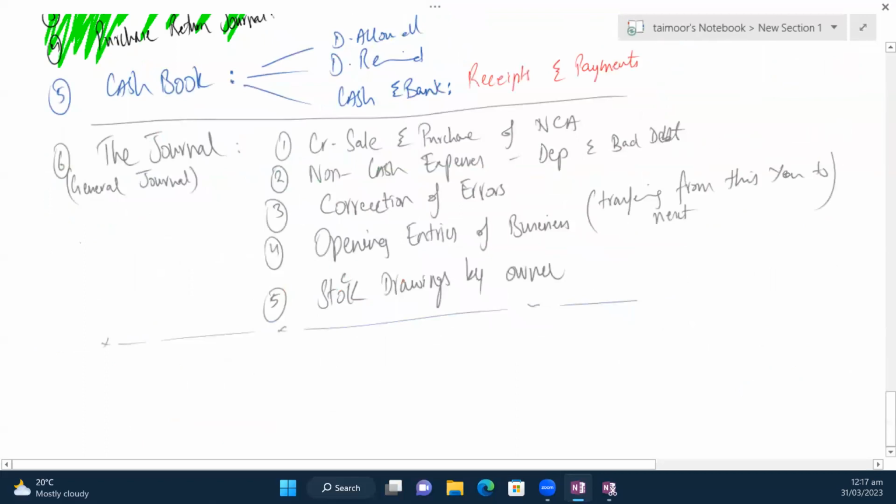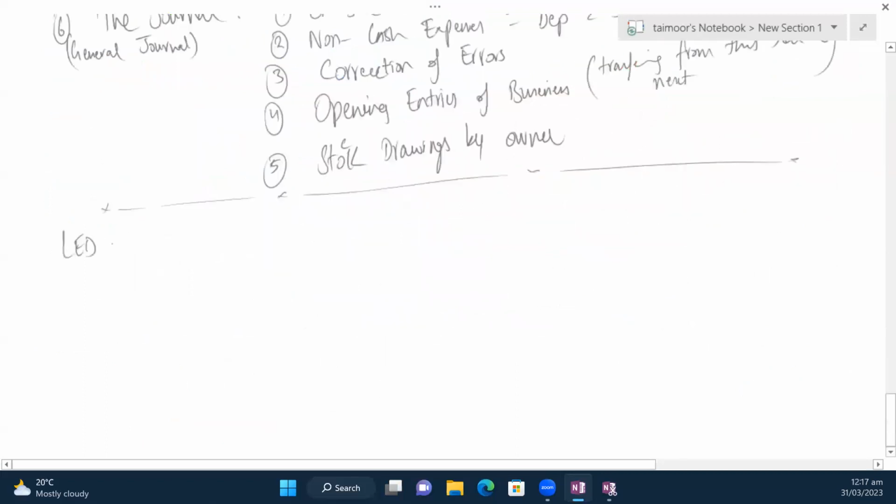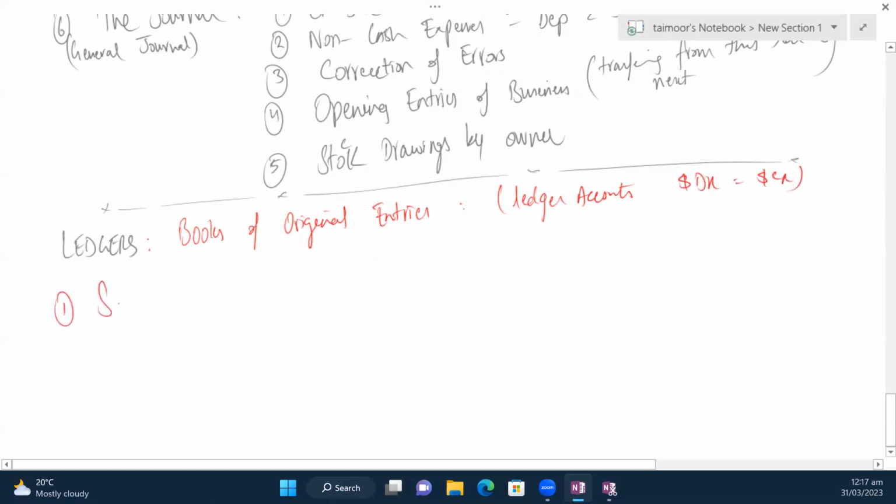ledgers. Ledgers are also known as books of original entries. This is where you make ledger accounts, where you post debit and credit. Okay. So first is sales ledger.